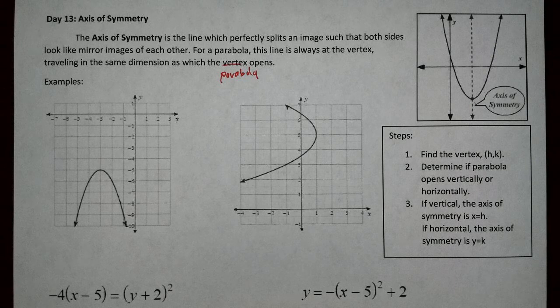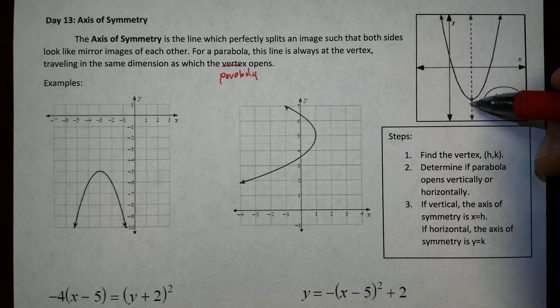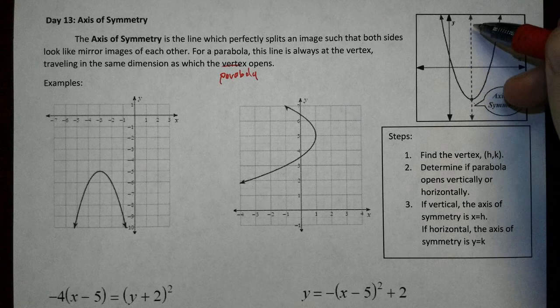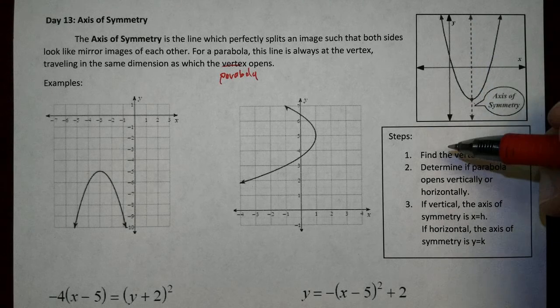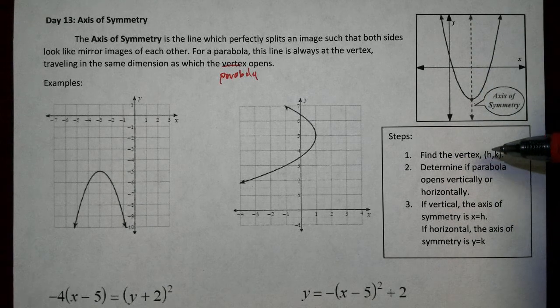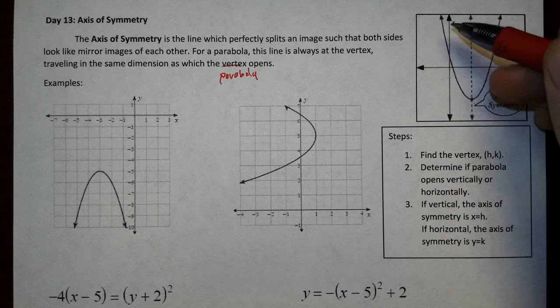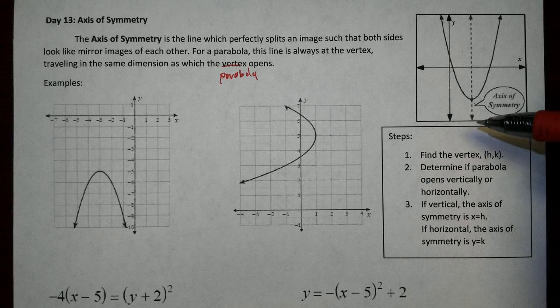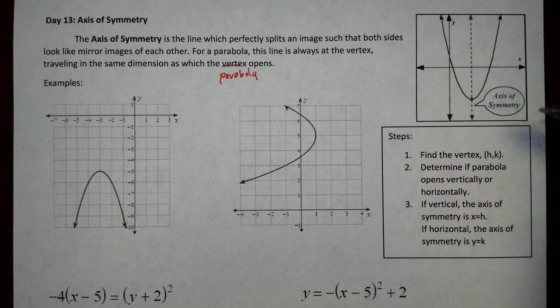So for a parabola, which is ultimately what we're going to be using this with, the line is always at the vertex. Right? So our vertex is right here, and our axis of symmetry is always going to be going through the vertex, traveling in the same dimension as which the parabola opens. So if our parabola is opening vertically, that means our axis of symmetry will be vertical. If our parabola is opening horizontally, that means that our axis of symmetry is going to be horizontal. And we're going to see some examples of what that looks like.